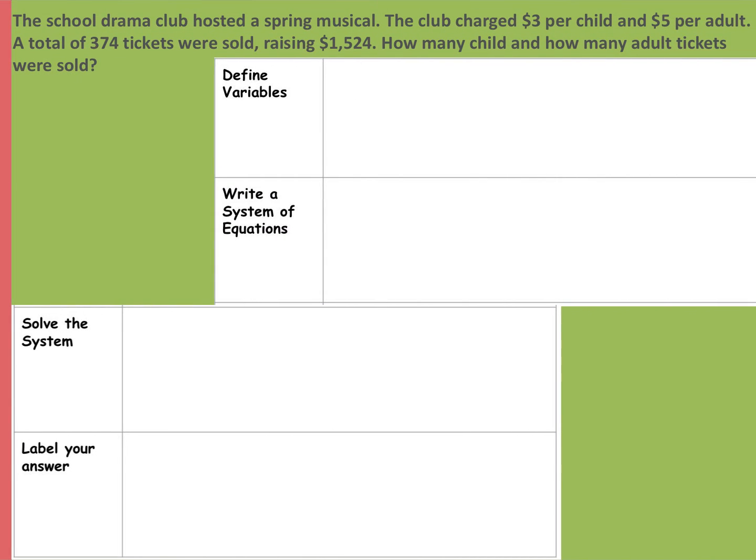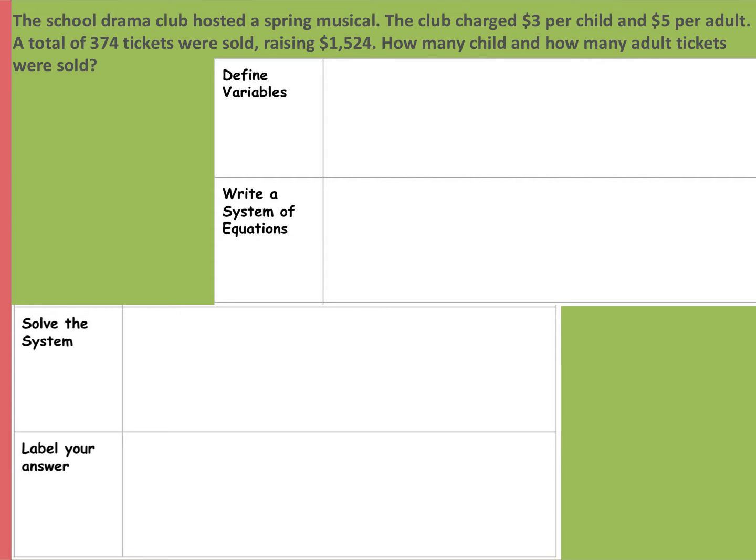All right. So the first example says, the school drama club hosted a spring musical. The club charged $3 per child and $5 per adult. A total of 374 tickets were sold, raising $1,524. How many child and how many adult tickets were sold?